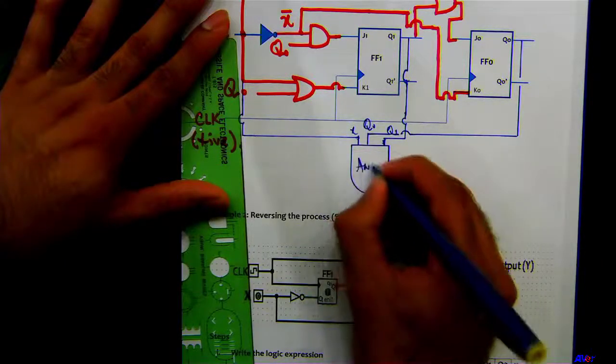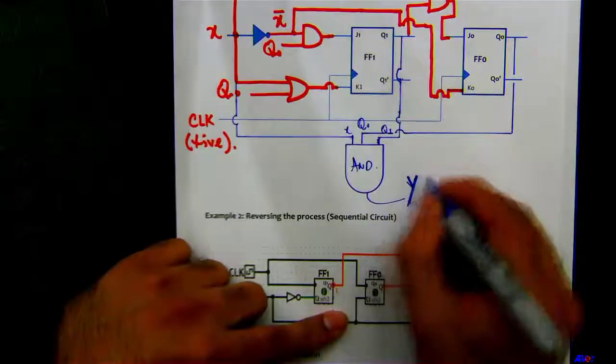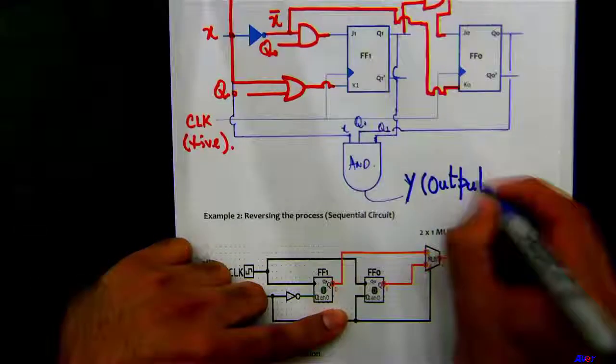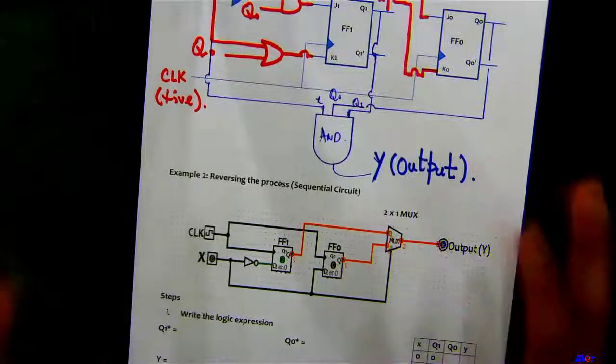Remember, this is an AND gate. Output. Okay, so this is your sequencer, right? And it was detecting 1, 0, 0, 1. So you can expect something like this in an exam 3. Okay, so this could be one example, one problem. Any questions, guys? Shall we move on to our next example?